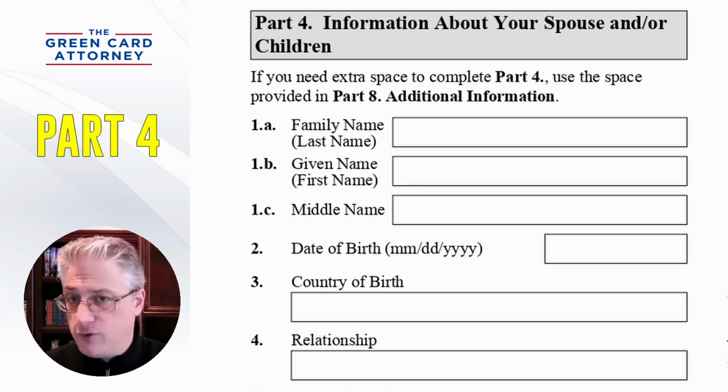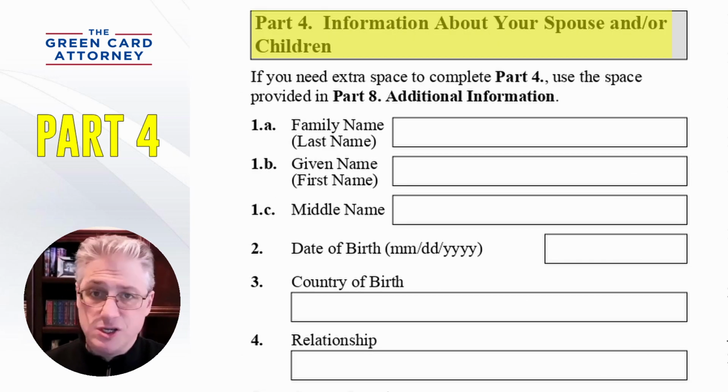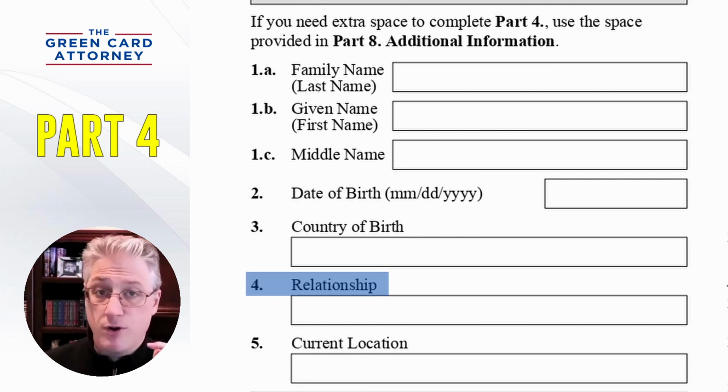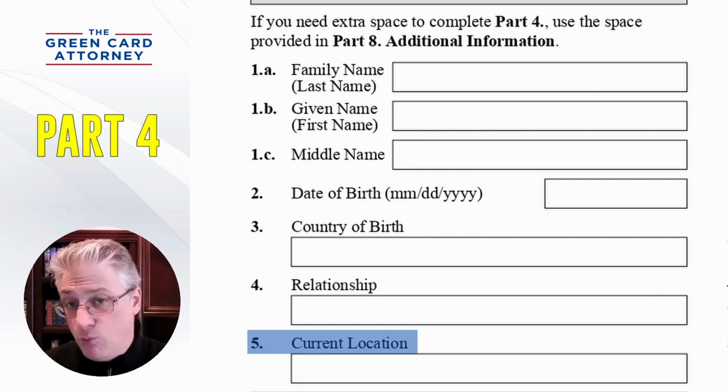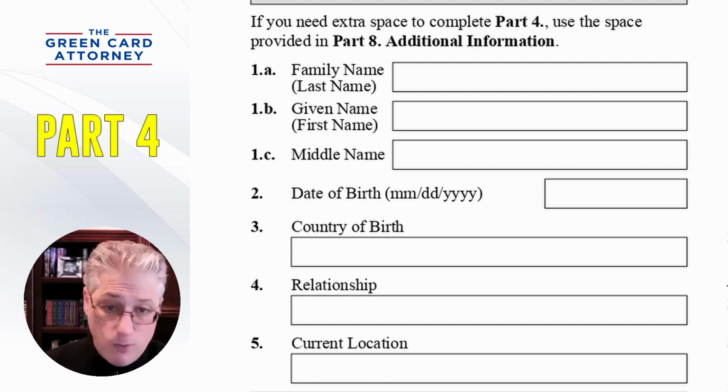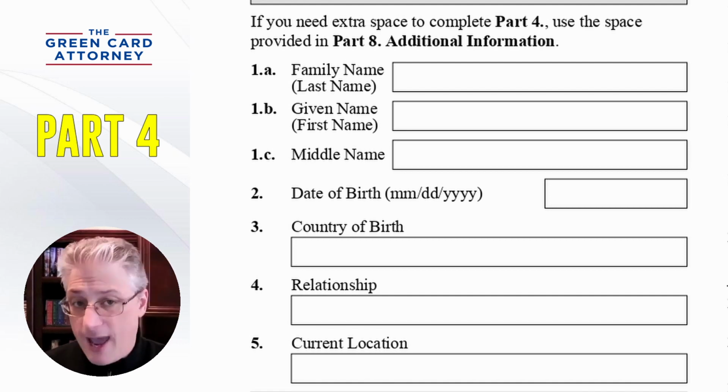Part 4, you have to include information about your spouse and children. You need the full name, date, and place of birth for your child, and for your spouse, the current location. Regarding information for the spouse, you have to include your current spouse. If you are divorced, it's not necessary to include that person's information.